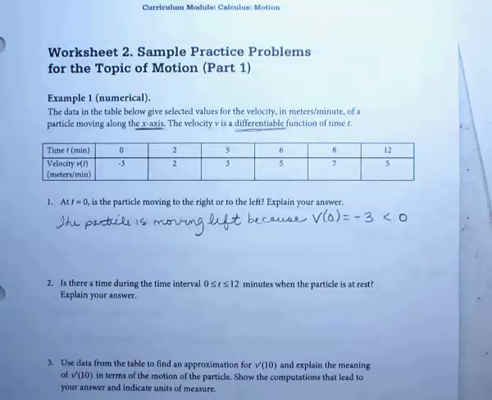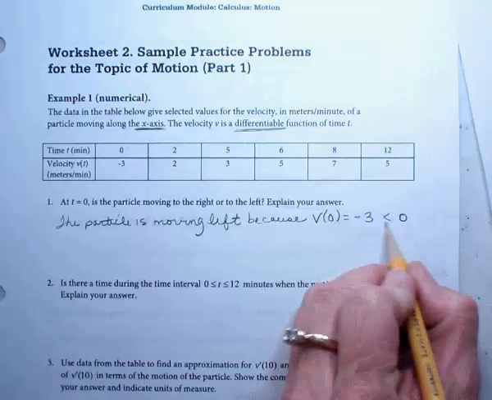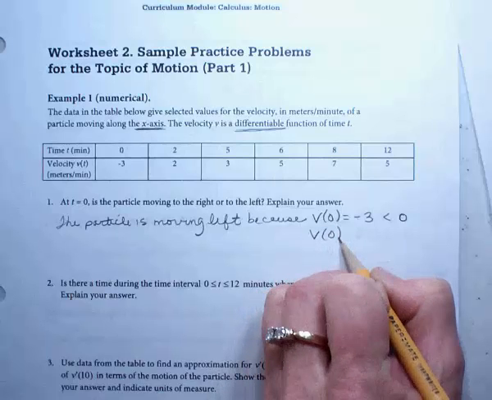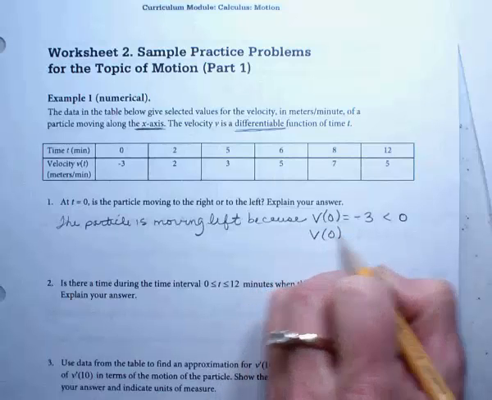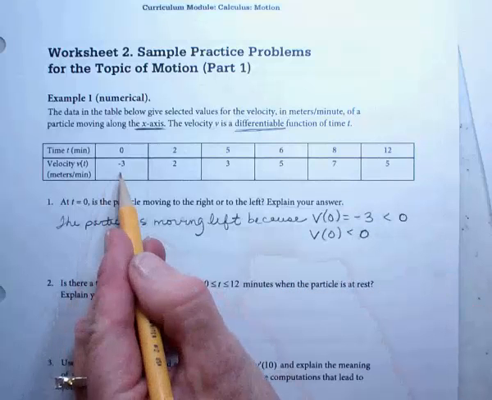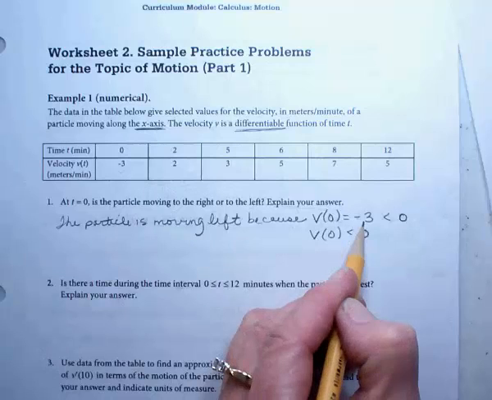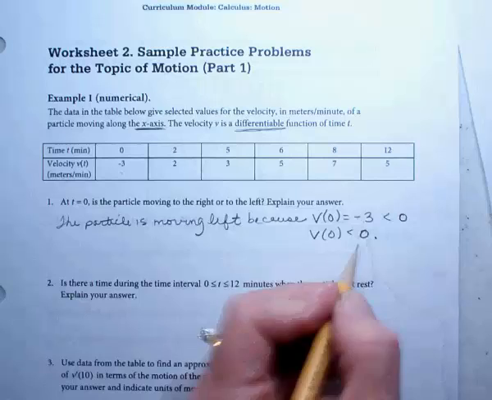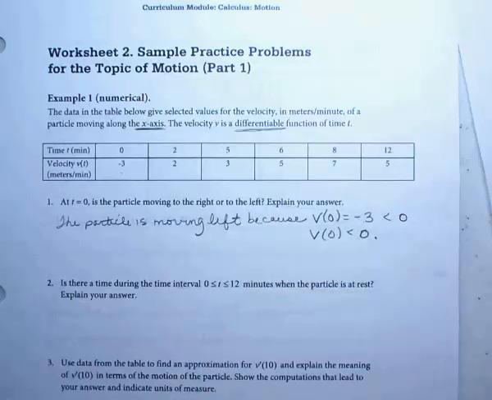In case you have any questions: do I have to put v of 0 equals -3 is less than 0? Do I have to have all this? No, this is acceptable as well: v of 0, the velocity at 0 seconds, is less than 0. Because they gave me the value of -3, I don't have to spit it back to them, although that's probably a good thing. You're done. You got the right answer, and you've explained it.